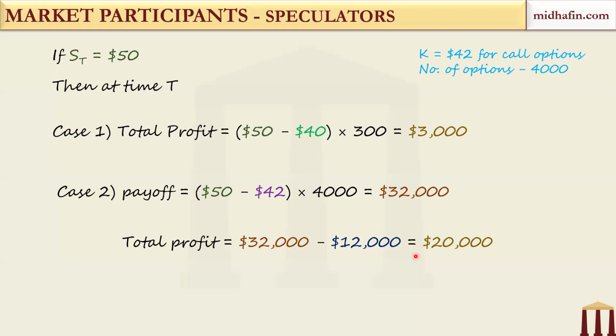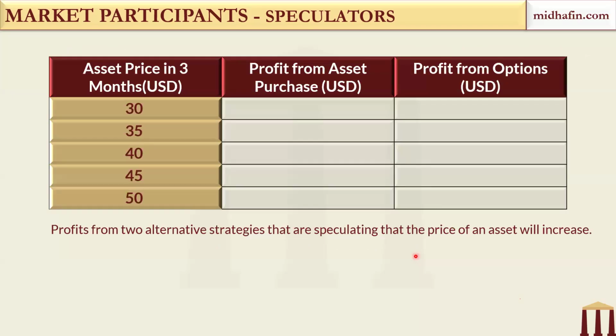So again, suppose you want to see the full evolution across a spectrum of asset prices in 3 months. We can have a spectrum of asset prices from 30 to 50. So for 30, let me just calculate for 30 over here. If the asset price is 30, so now it has decreased. From 40, it has become 30. So this will be your net loss from asset purchase, but you lose your entire premium from options.